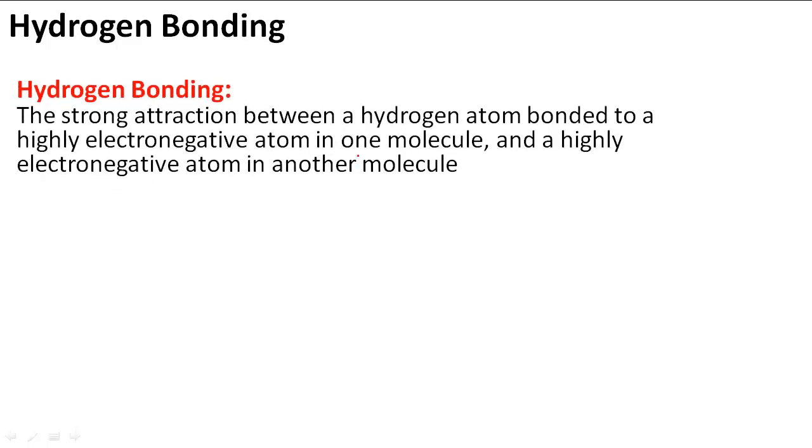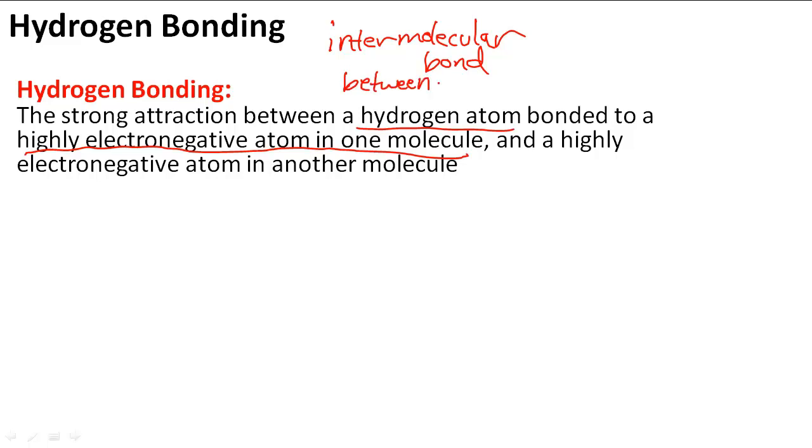Hydrogen bonding. Hydrogen bonding is the strong attraction between a hydrogen atom bonded to a highly electronegative atom in one molecule and a highly electronegative atom in another molecule. So this is an intermolecular bond. This is an intermolecular bond that happens between molecules. This means between molecules.